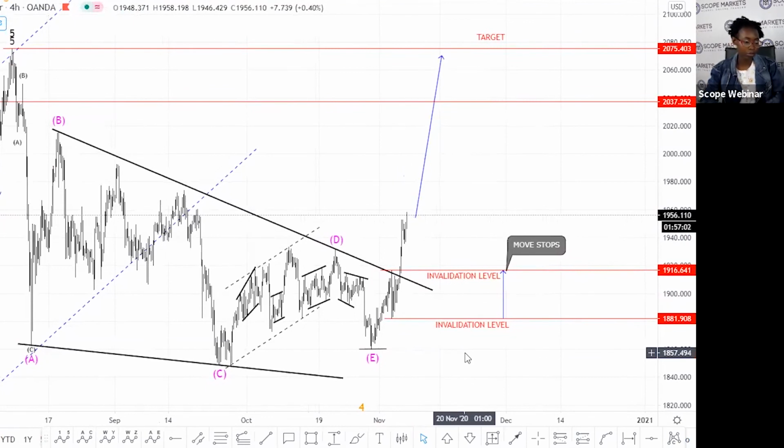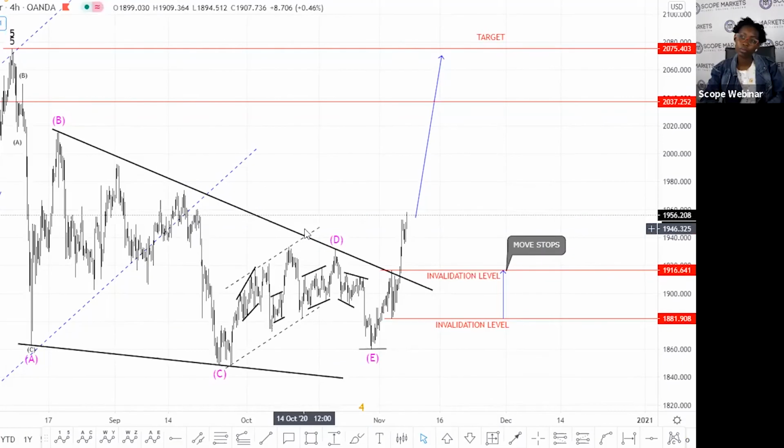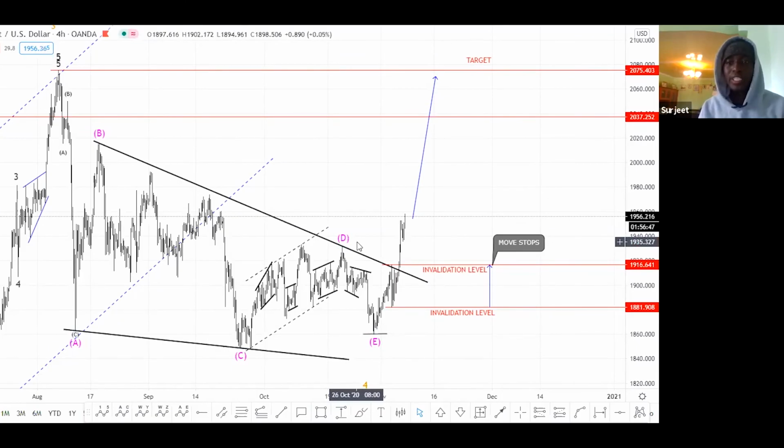Just to add on that, most traders would think that these are indicators. They're not. Actually, on my chart, there's no indicator, not even one. So I don't use indicators to trade. All these things are just purely technical, no indicators.